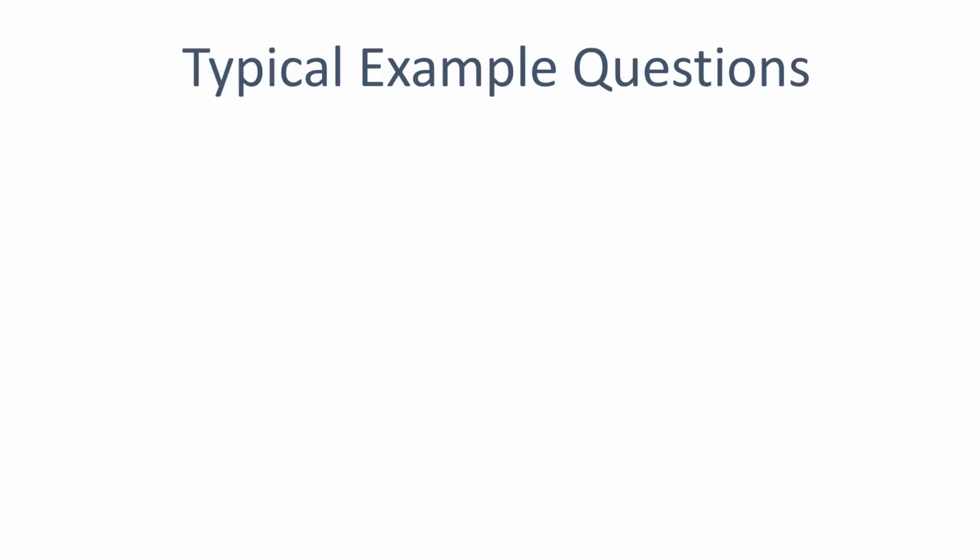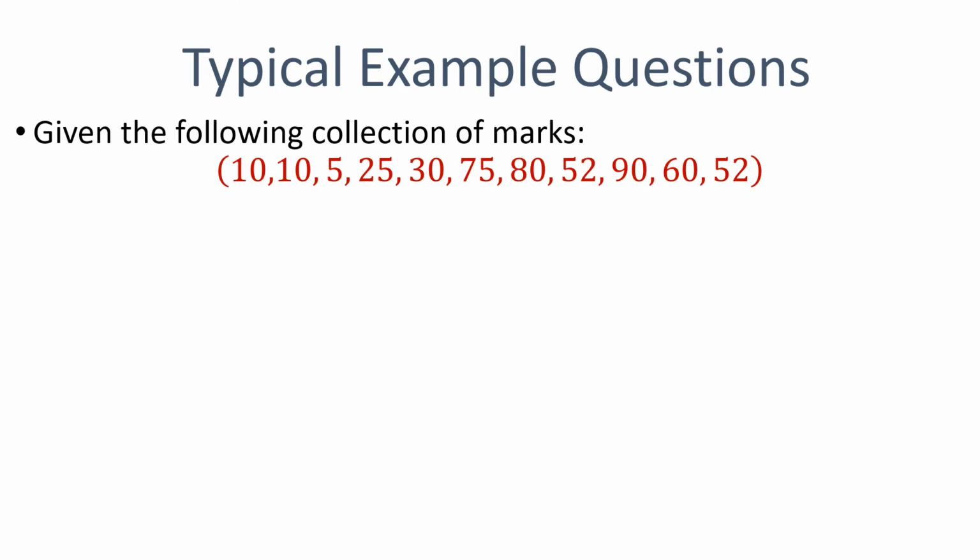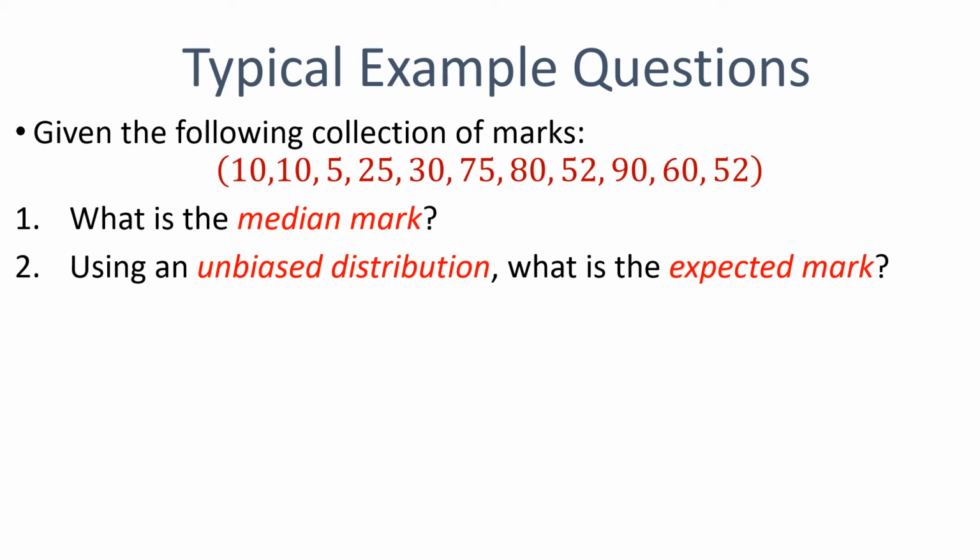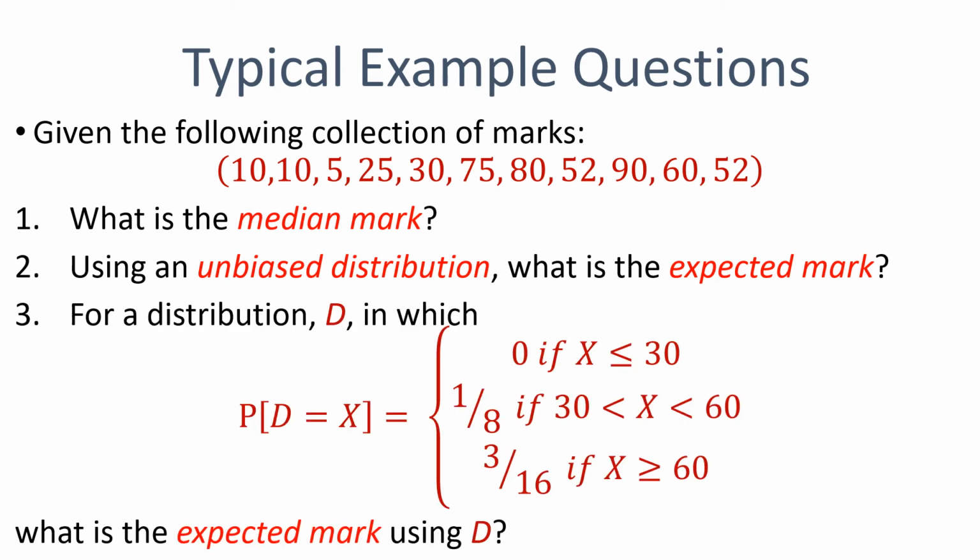So a typical sort of example question you might see, you're given some collection, say, of marks, and you're asked to state what is the median mark in that collection. You might be asked for the expected mark under the assumption that you're using an unbiased distribution. You might also be asked, however, for the expected mark under a given biased distribution. So the expected mark for this collection when we're using the distribution defined there.